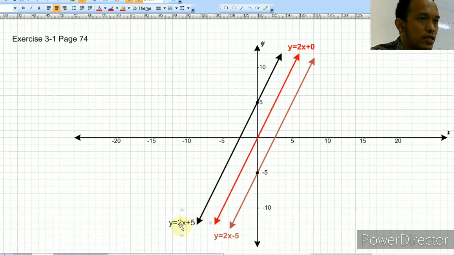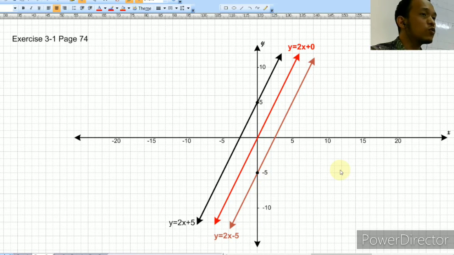The similarity is the coefficient of x. All of these have 2 as the coefficient of x: 2, 2, and 2. But they have different constants at the end, which, as in the previous examples, indicate the y-intercept. This one, the y-intercept is at 5. This one, the y-intercept is at 0. This one, the y-intercept is negative 5.